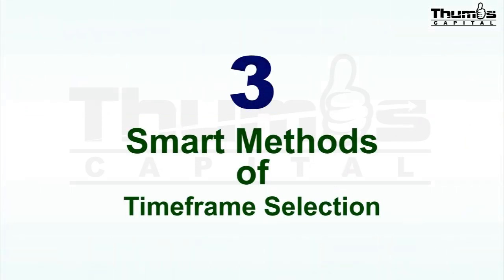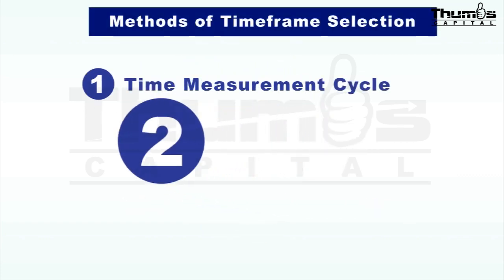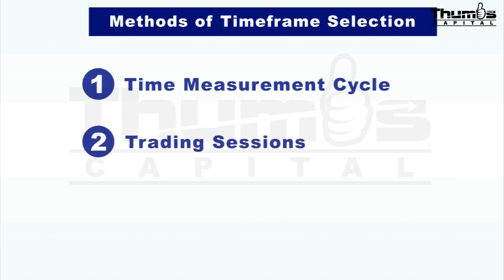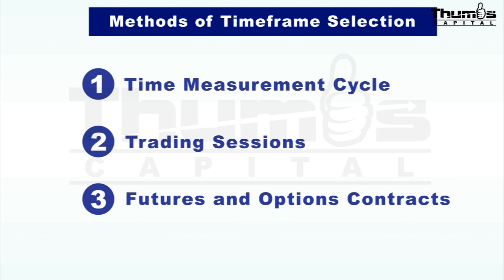There are three smart methods of time frame selection. These three methods are based on facts and institutional data. The first one is time measurement cycle. The second one is trading session. And the third is futures and options contracts.